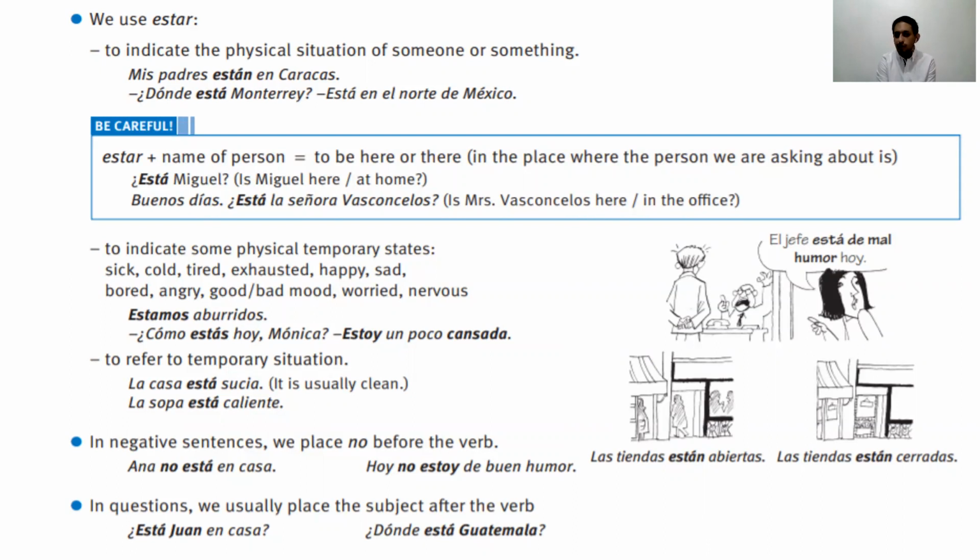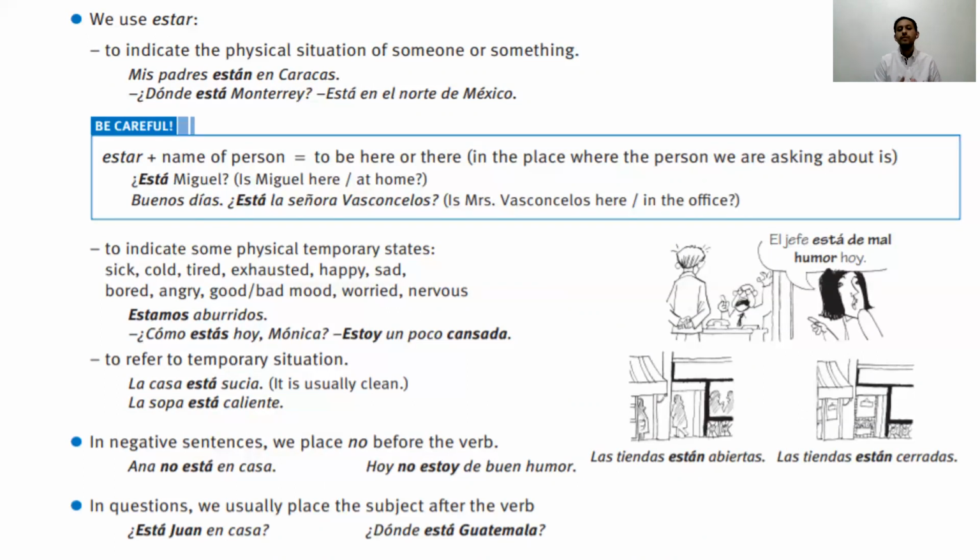If you use estar plus the name of a person, that means to be here or there. It's not the name. It's not like at the beginning when we say soy Victor, I can't say estoy Victor, you know? But if someone asks someone else, let's say here in the room, ¿está Victor? That means is Victor there? So, ¿está Victor? Here we have more examples. ¿Está Miguel? Buenos días. ¿Está la señora Vasconcelos? Is Mrs. Vasconcelos here in the office?